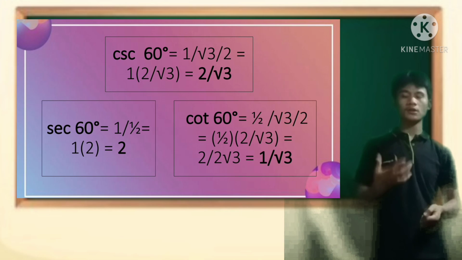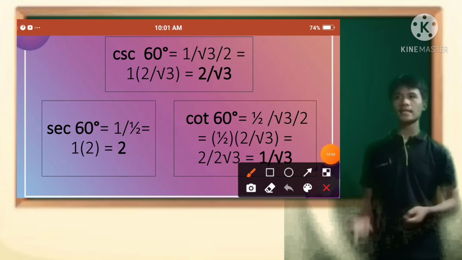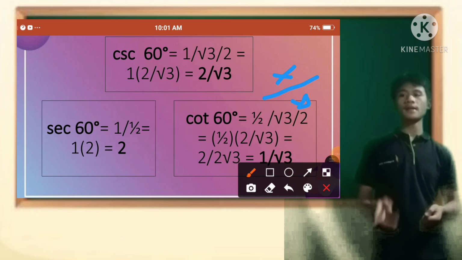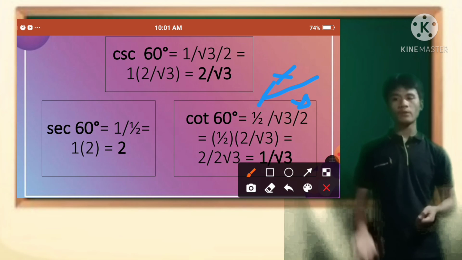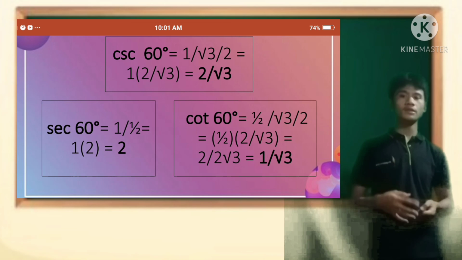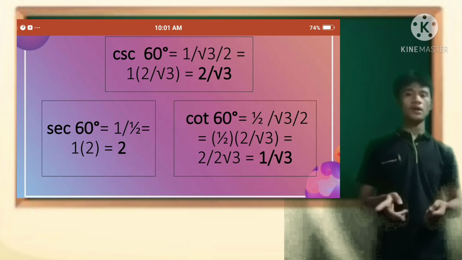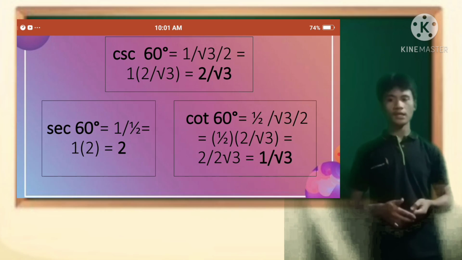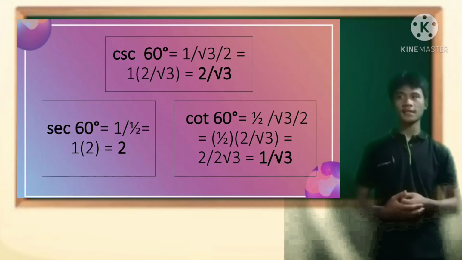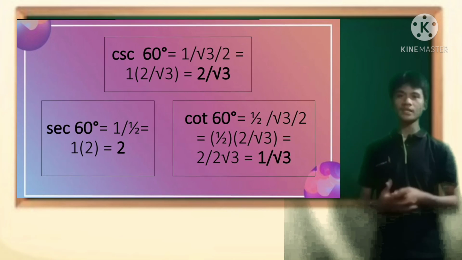In finding the cotangent 60, the formula is x over y, and the value of our x is 1/2 over the value of our y, which is square root of 3 over 2. Simplify, so we have 1 over square root of 3 as the value of our cotangent 60 degrees. And that would be the end of this video.